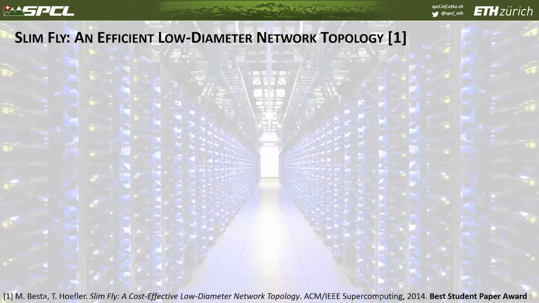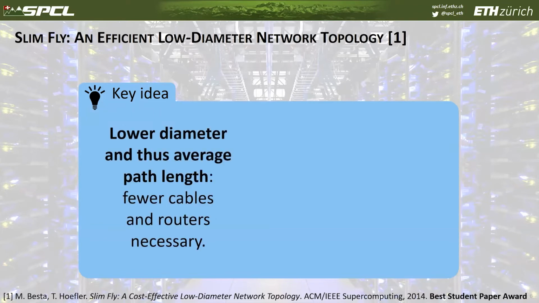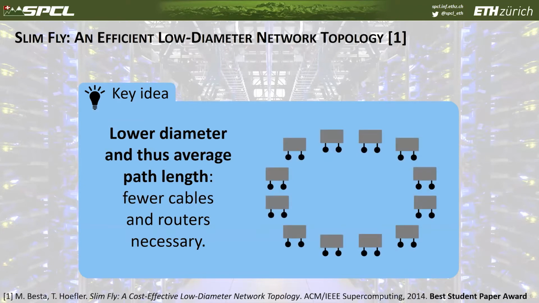So what we are proposing to do is to connect the routers with the SlimFly topology, an efficient low diameter network topology, where the key idea is as follows. So in SlimFly, the key idea is to lower the diameter of the topology and thus the average path length. Why do we do this? Or let's say, what do we do first?